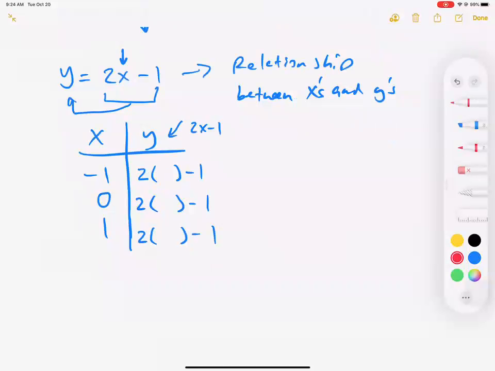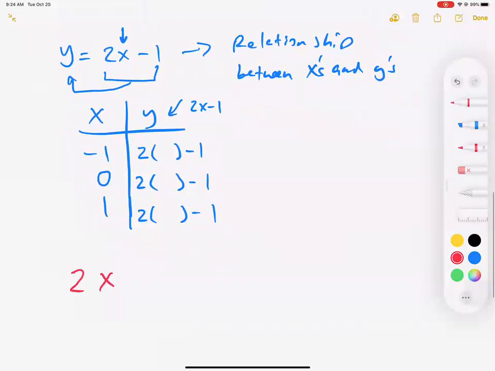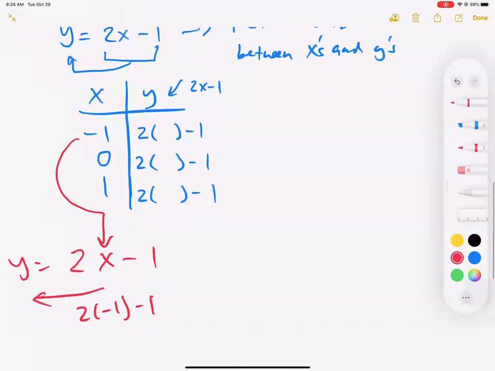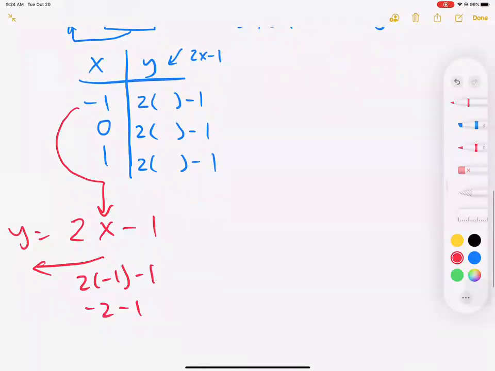So another visual way of looking at this is if I write 2x minus 1 here, if I plug in the x, what y comes out? So we'll just look at it one way and we'll go back to the table. If I plug in -1, 2 times -1 minus 1, this is -2 minus 1, which is -3. So when I input the x value -1, my y output becomes -3. So it changed it.